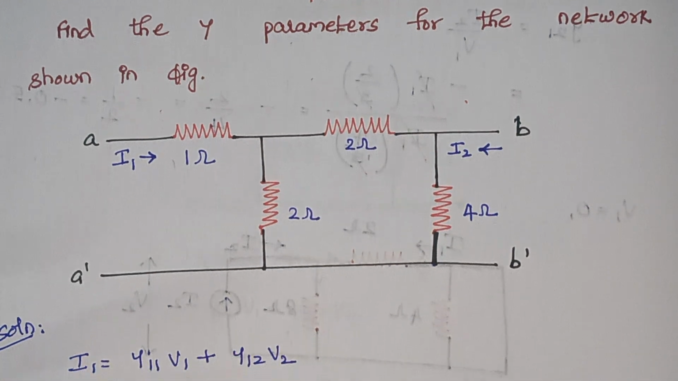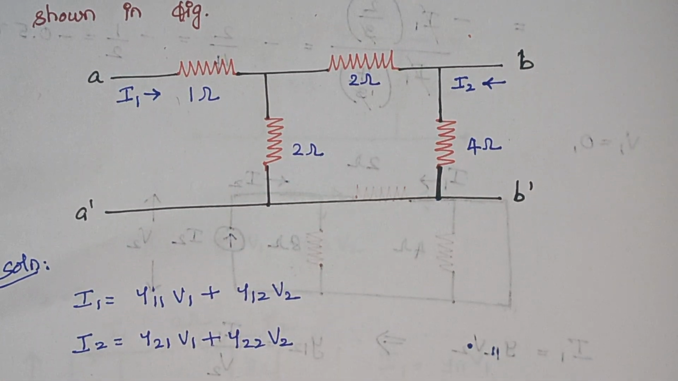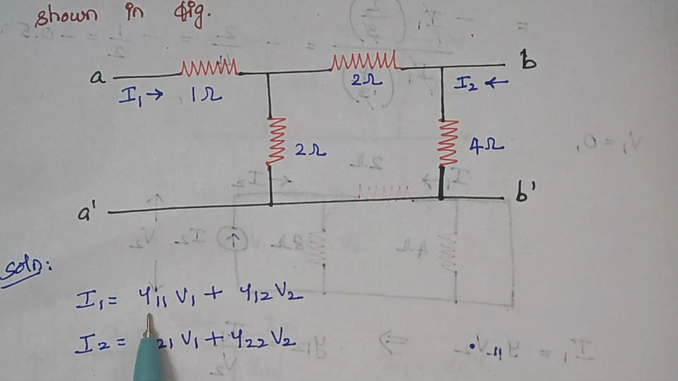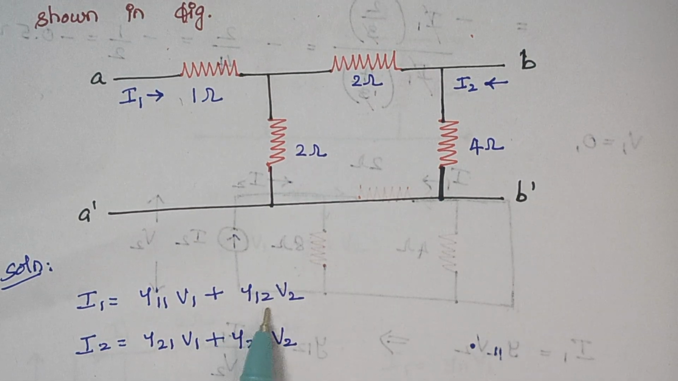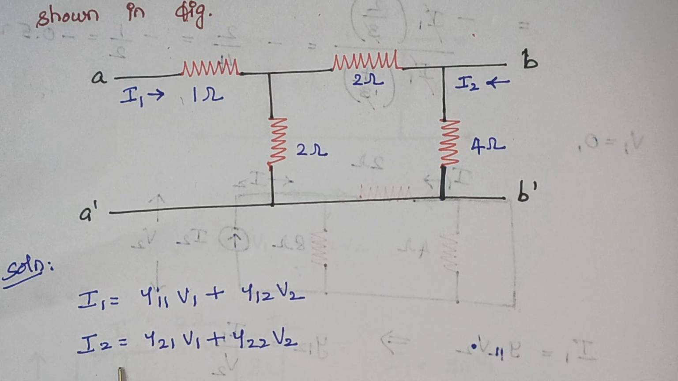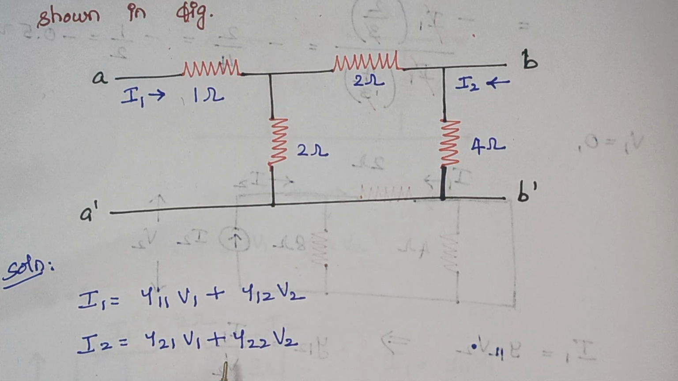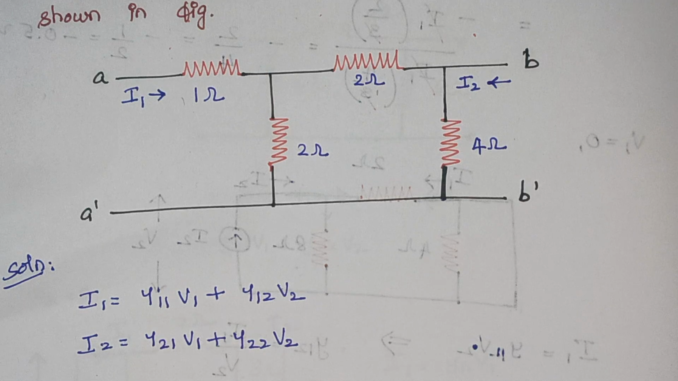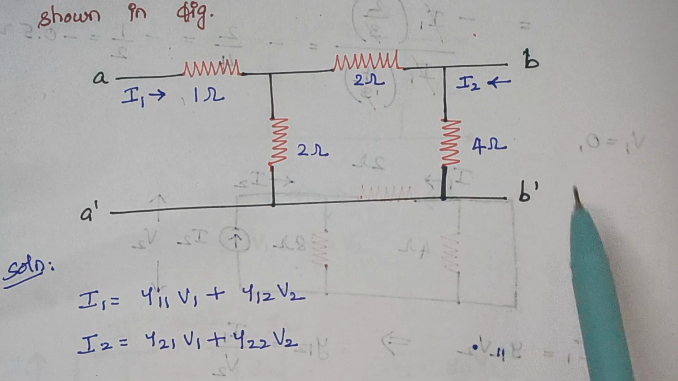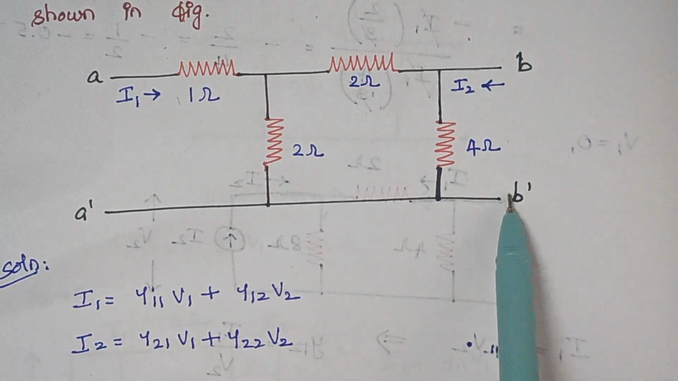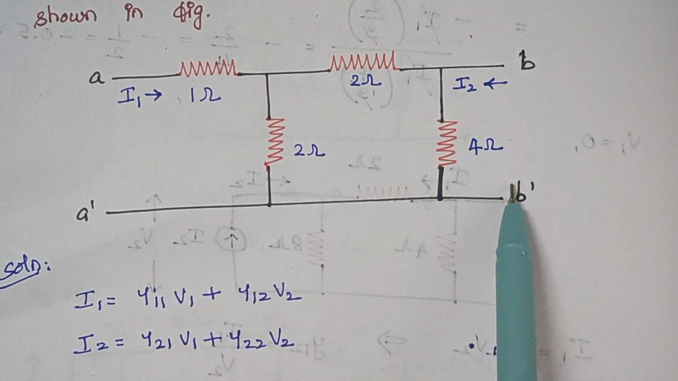So here the basic equations for admittance parameters are I1 is equal to y11 V1 plus y12 V2, and I2 is equal to y21 V1 plus y22 V2. So as a first step, we are going to short circuit the output port, and here the output port is B dash. So I am going to short circuit this.